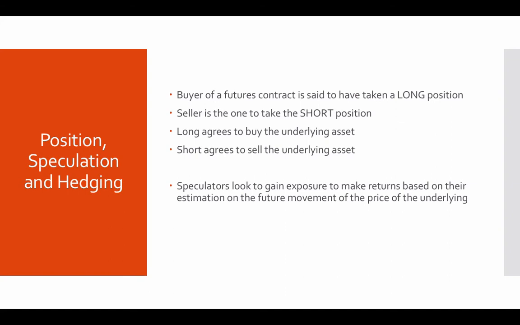Exposure means exposure to price risk. That is, if you hold an asset and the price of the asset goes down, you are exposed to downward risk of prices. So these guys don't have any assets. All they are trying to do is use derivatives such as futures to gain that exposure and make a profit or loss based on how they expect the price of the underlying to go.